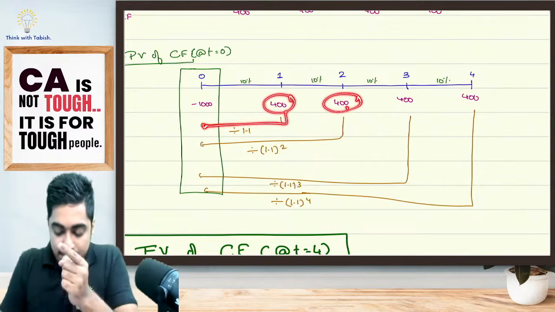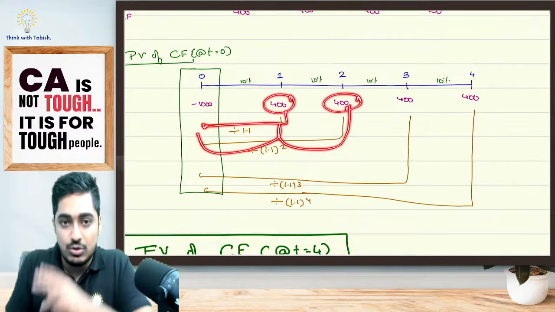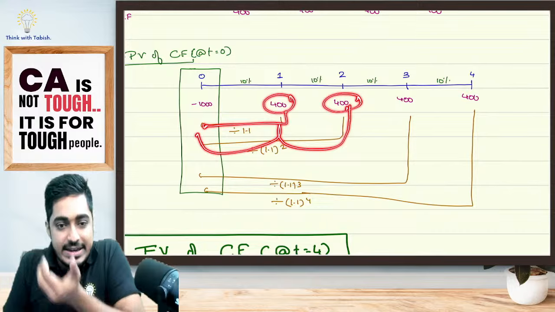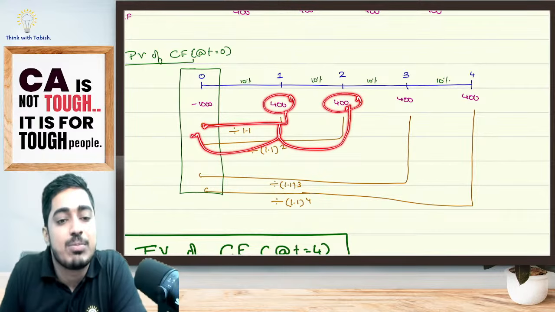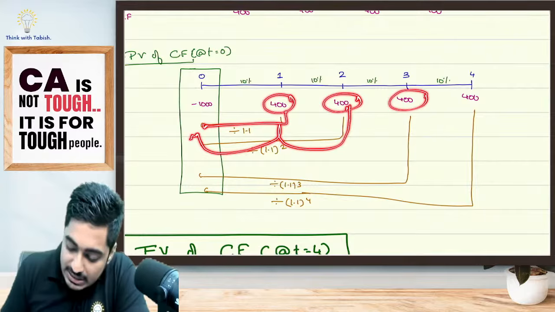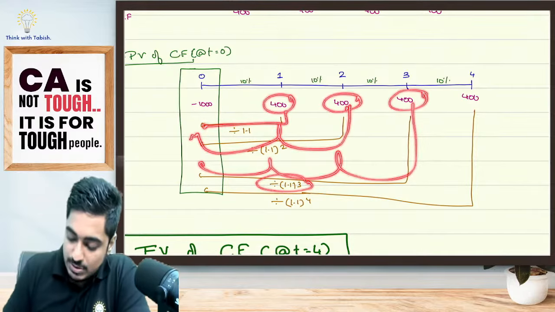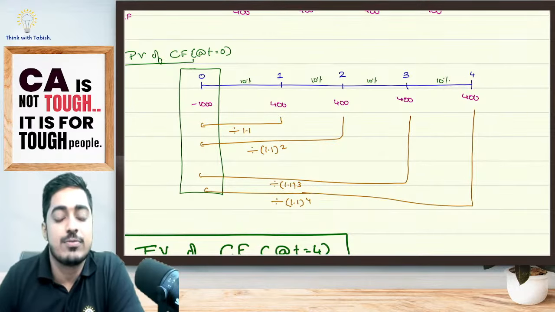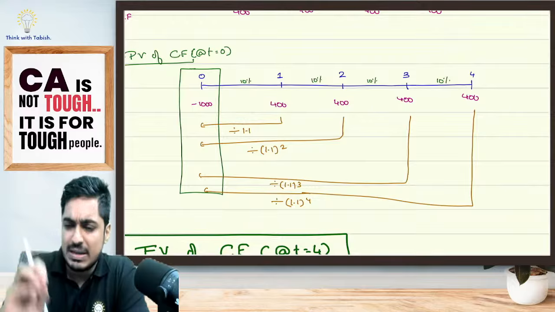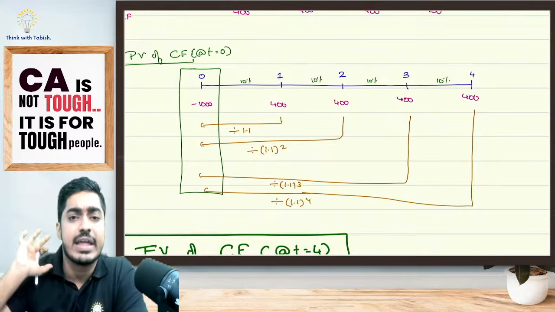Second year: first I will bring it to the first year, then I will bring it to the 0th year. 2 times I will eliminate, divided by 1.1, again divided by 1.1. That is divided by 1.1 square. Third year, 3 times I will eliminate, divided by 1.1 to the power of 3. Fourth year, I will eliminate 4 times, divided by 1.1 to the power of 4. Is this clear, everyone? Simple terms. I am just spending some 5-10 minutes because throughout this entire chapter we'll keep playing with that.